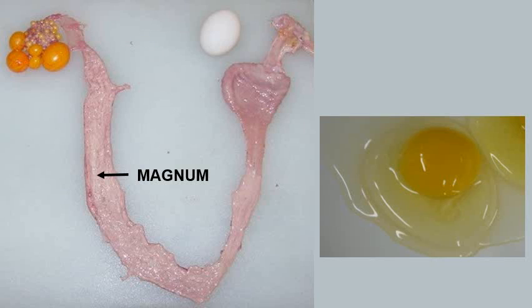The next part of the oviduct is the magnum. The yolk remains here for about 3 hours. This is where the albumin is added to the egg. As the yolk passes down the magnum, it rotates, and strings of albumin are twisted tightly to form the chalaza that hold the yolk in the middle of the finished egg.